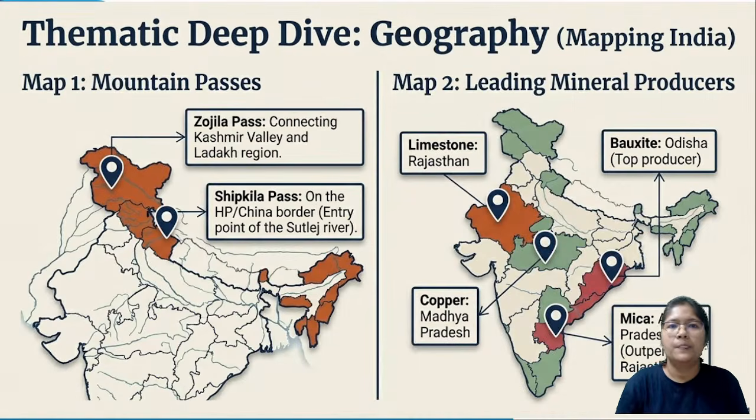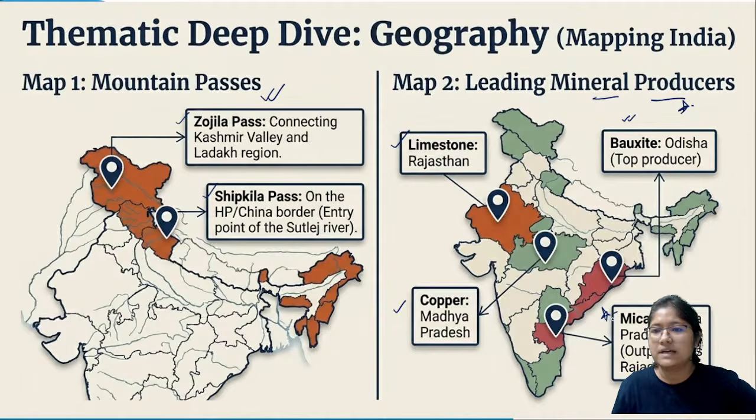Chalukya dynasty. Important passes, this is a traditional type of question which is asked, and this time also it was asked about the Jozila pass, Shipkila, Nathula, Zilepla. All these are the most common ones. So they have asked from there itself, nothing out of the box. Then important mineral producers, this is also the same: limestone, since a long time, Rajasthan only; bauxite, Odisha; and then copper, Madhya Pradesh; mica, if there is any change. So mica, previously Rajasthan was there, and now Andhra Pradesh is there, since again it has been some time, but they can ask from there.